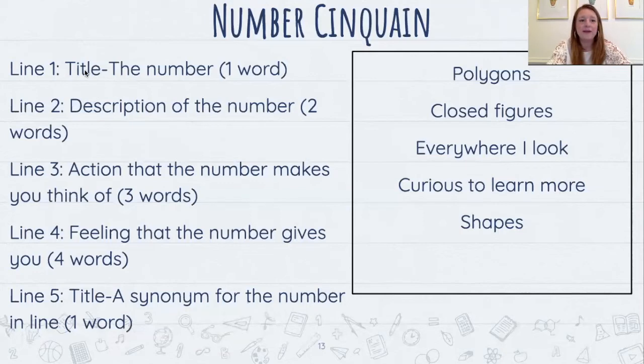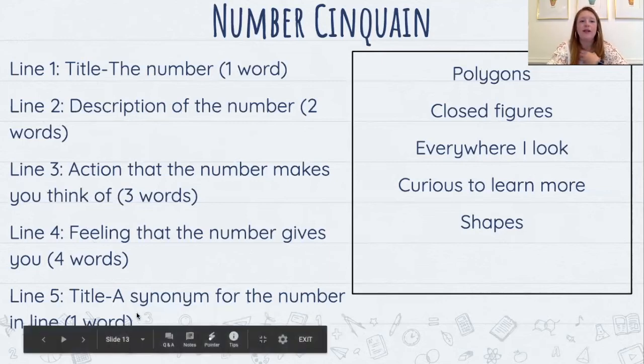For our first line, and this probably holds true for everyone, you can include the title, and that's going to be the number or the shape or your topic, whatever that may be. And line 2, for example, you can do a description of the number or the topic. For example, I didn't pick a number, I picked polygons. For line 3, it's an action. So what does it make you think of? For line 4, what about a feeling? How does that topic make you feel?